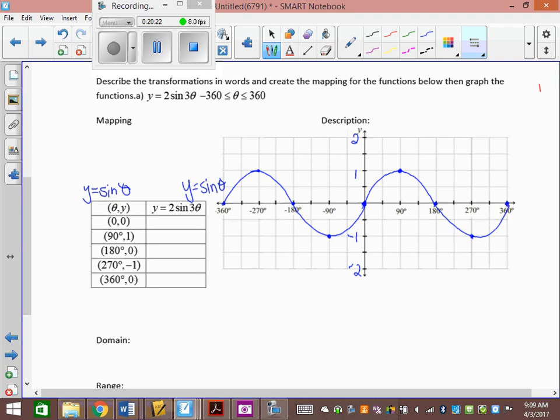So let's do our descriptions. What's this 2 cause us to have? Transformations do not change no matter what one you're in. Yeah, but what transformations? Vertical stretch, yeah, by a factor of 2 about the x-axis. If it was negative, we'd have a reflection in the x-axis, but it's not. There's a 3 stuck between the sine and the theta, so that's my b value. That gives me what? Horizontal stretch, yeah, by a factor of 1/3 about the y-axis.